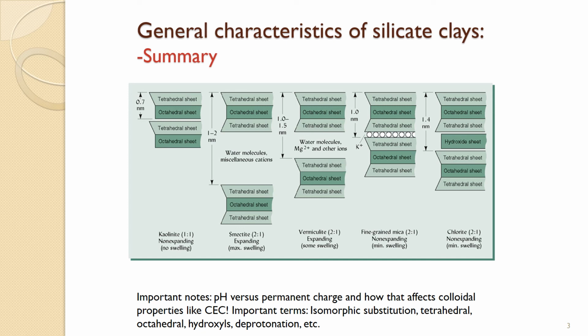We have vermiculite, which is a 2-to-1 that also expands, but not nearly as much, but it can take in some water molecules, magnesium, and other ions. It just does not swell nearly as much as smectite does. We've got fine-grained mica, which is a 2-to-1 non-expanding type of clay because it has potassium in its inner layer space, and so that keeps the different layers of sheets from expanding because it holds them together. And chlorite is another 2-to-1 non-expanding because it has a hydroxide sheet in the inner layer that holds it together.